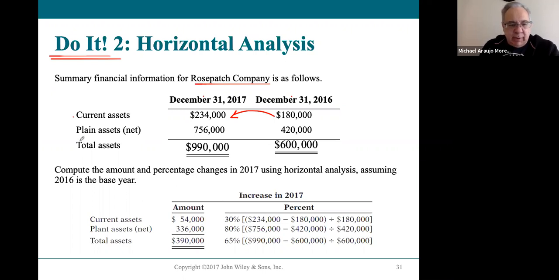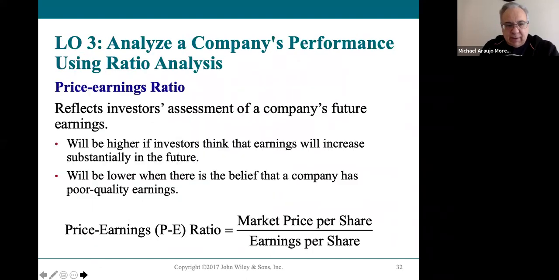When you look at their plant assets, it says plain, but it's really plant. No, it's plant. They really increased, right? 336,000 more. 336 divided back into 420 gives you an 80% increase. Okay, so your plant assets really increased a lot. Total asset difference was 390 divided back over the base of 600. That's a 65% increase in your total assets using horizontal analysis here.